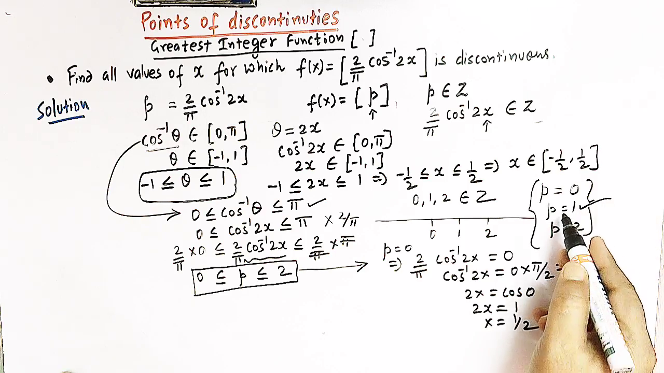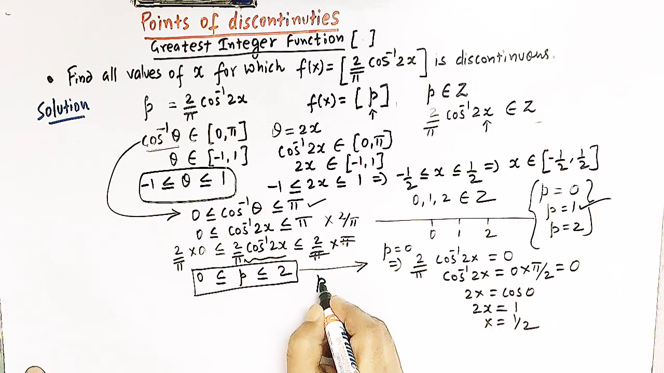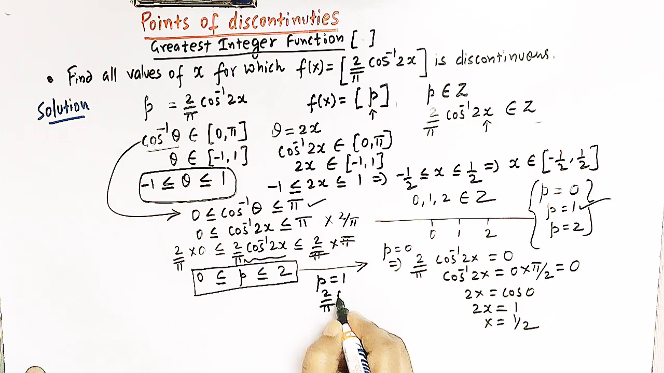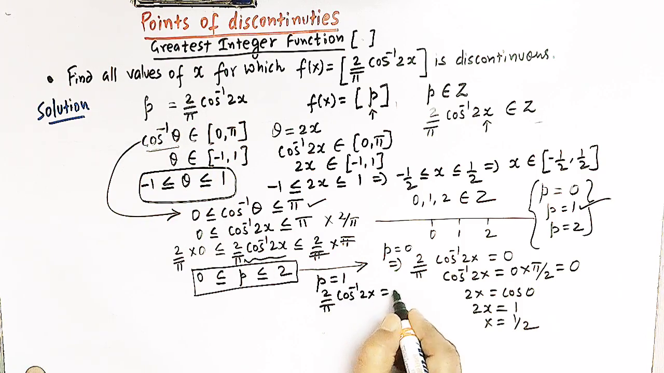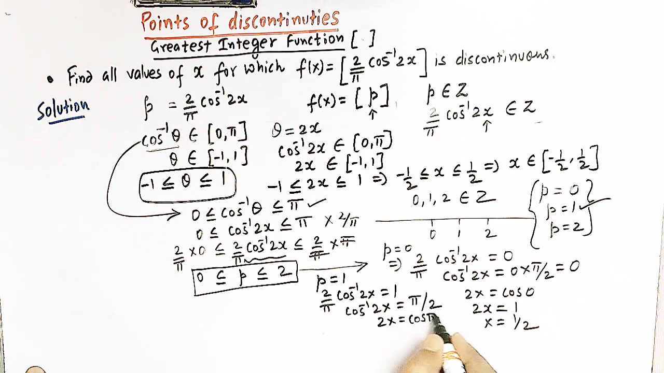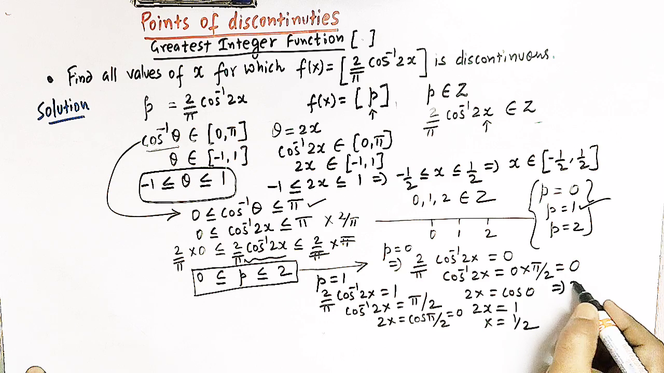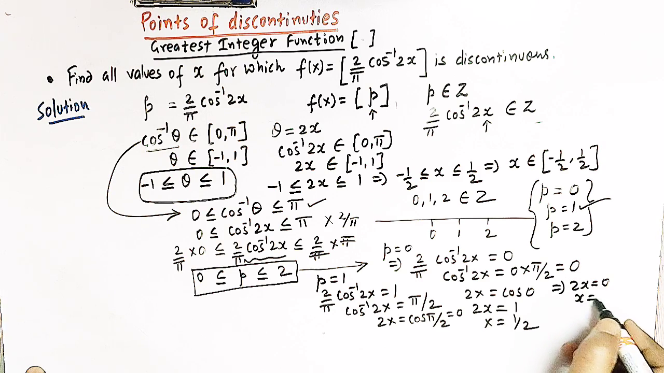And when we take p is equal to 1, then we have p as 2 over pi cos inverse 2x is equal to 1. So from here we have cos inverse 2x is equal to pi over 2, that is 2x is equal to cos pi over 2, and cos pi over 2, that is cos 90, is 0. So from here we have 2x is equal to 0, that is x is equal to 0, right? So this is the second value of x.